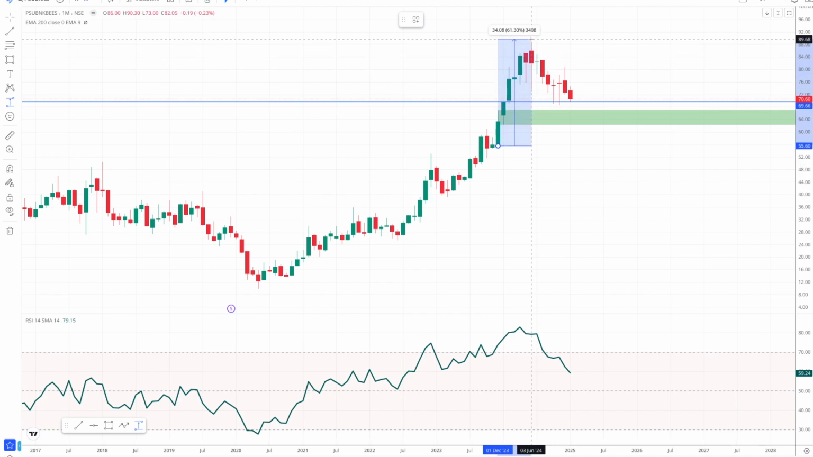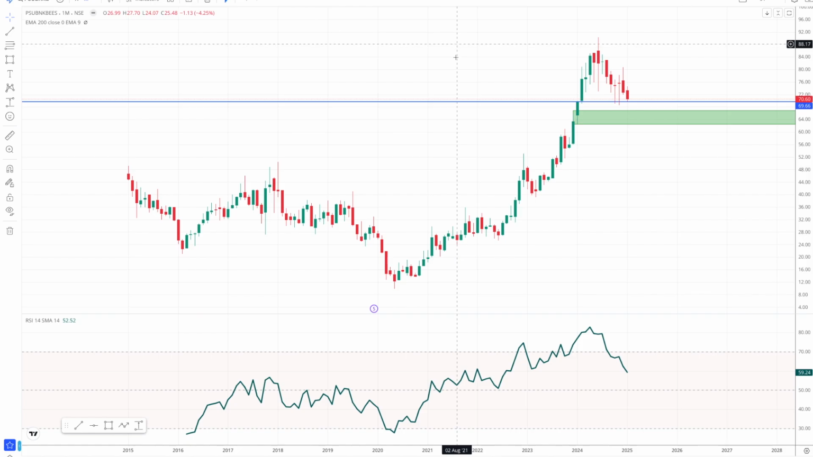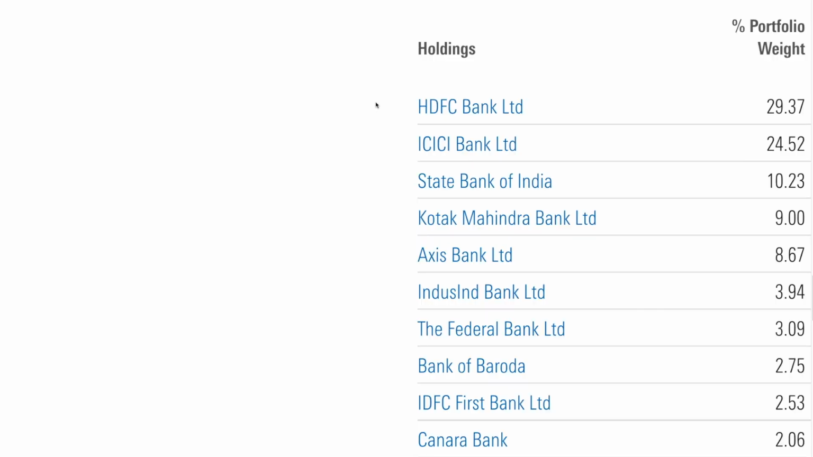So it has given around 50-60%, but as of now you can see 27 to 30% of returns. Okay, now this was about the PSUBNKBEES. Moving on to the next one, which is BANKBEES.